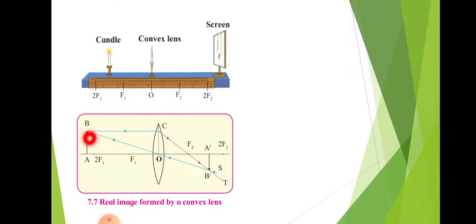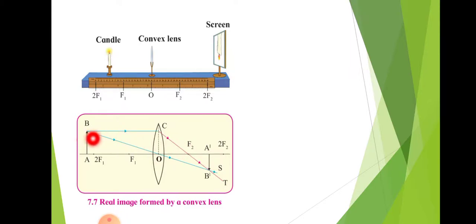When the incident ray BC is parallel to the principal axis, it goes straight through the principal focus, as rule number 1 states. Then the ray BO goes through O, that is the optical center, so it goes perfectly straight. Where both lines meet, that point is where the image gets formed.